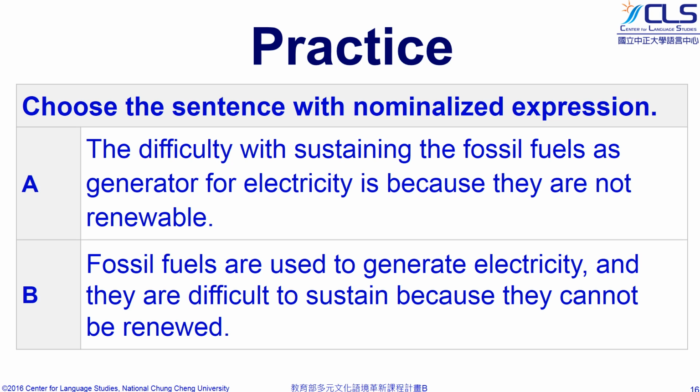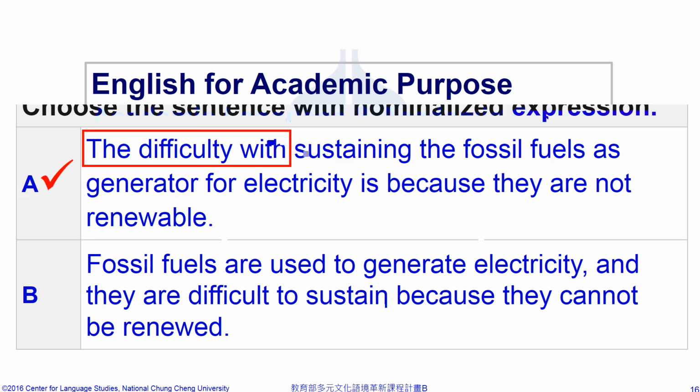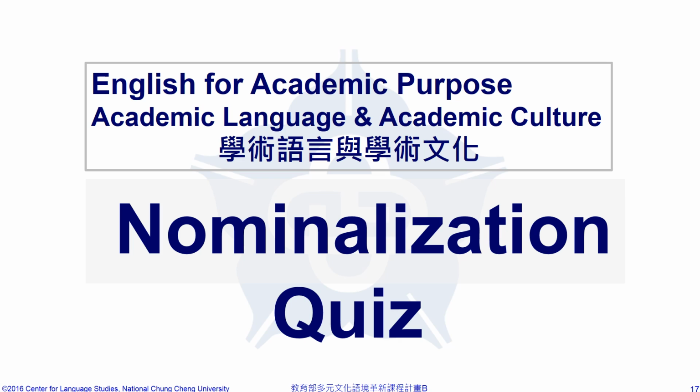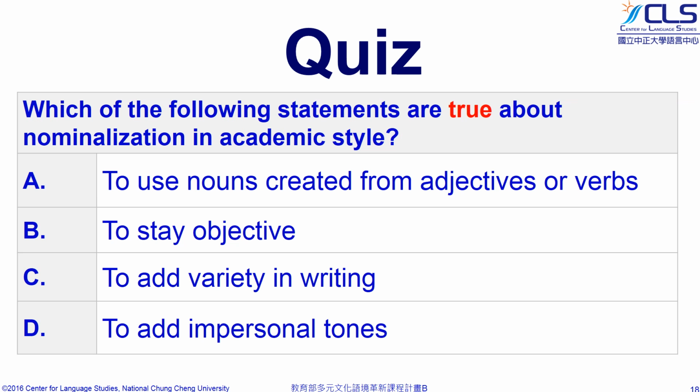Choose the nominalized expression. Good! The answer is A. The difficulty with is the nominalized expression. Okay, let's move on to a more challenging task, the quizzes. Choose the correct statements about nominalization.